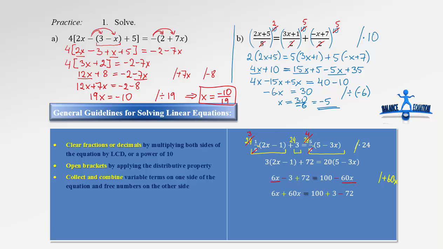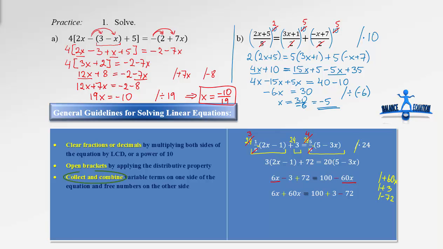Similarly, with the free numbers, we copy the 100, then the -3 goes to the other side of the equal sign and becomes +3, and the +72 goes to the other side and becomes -72. So the formal step is +60x, then +3, and -72. But I wish that you will keep this in your mind. You don't necessarily have to write this. You just think about shuffling the terms to the other side by switching the sign of the term. So the negative becomes positive, the positive becomes negative, and the negative goes on to positive here.